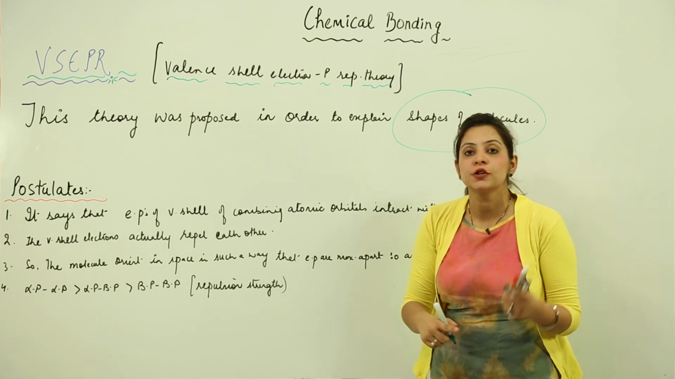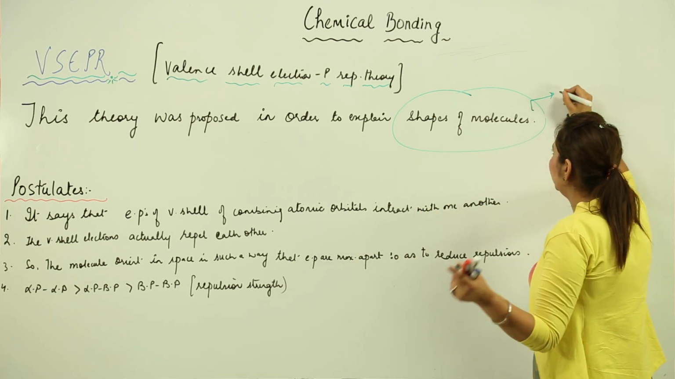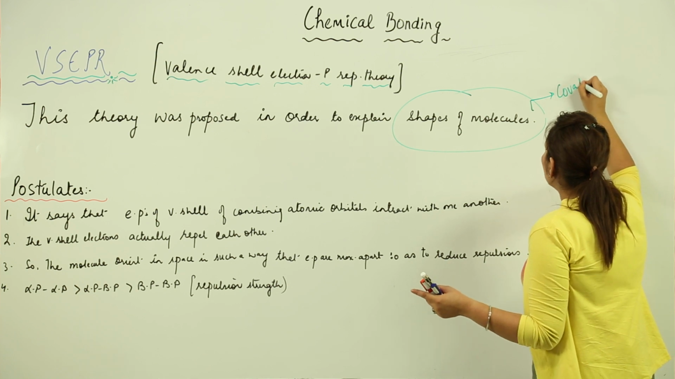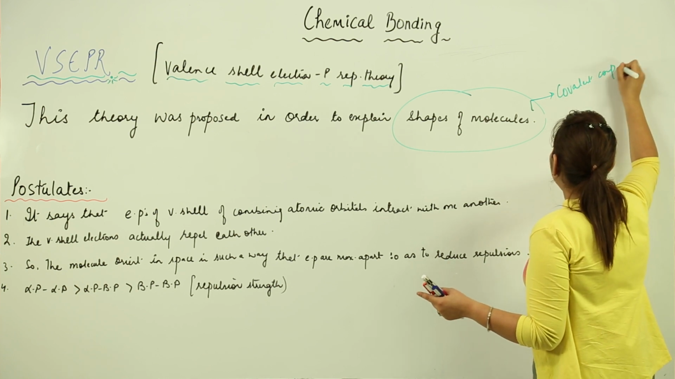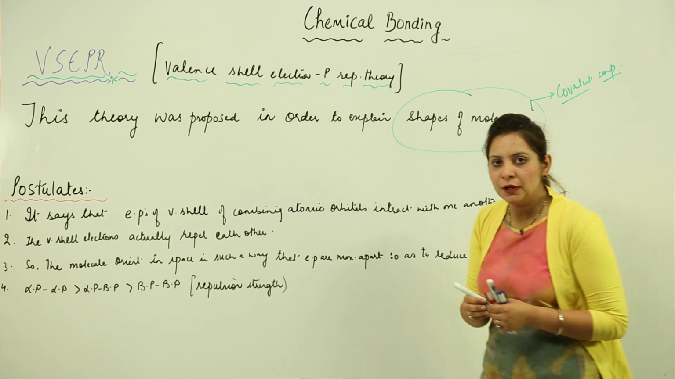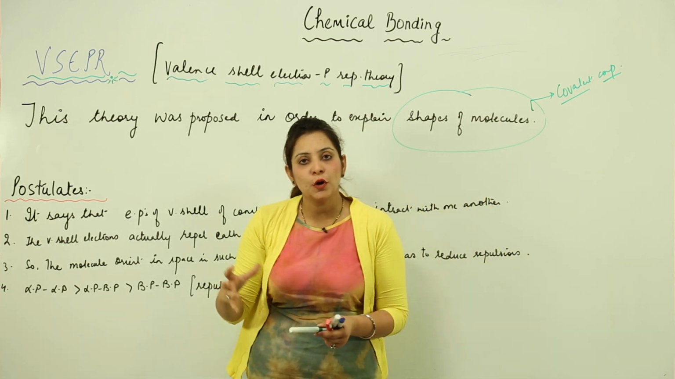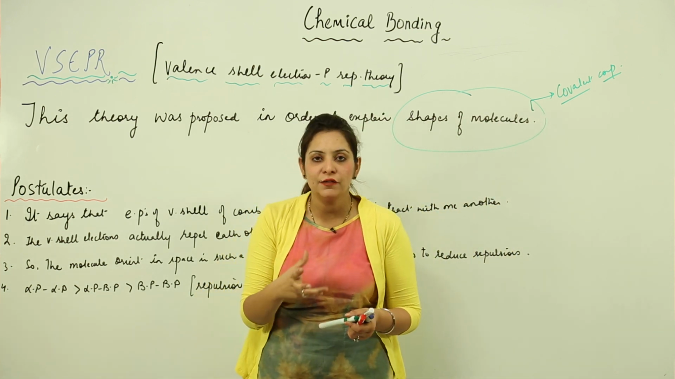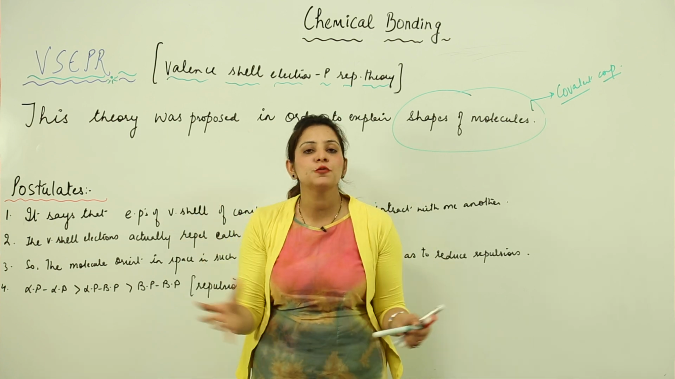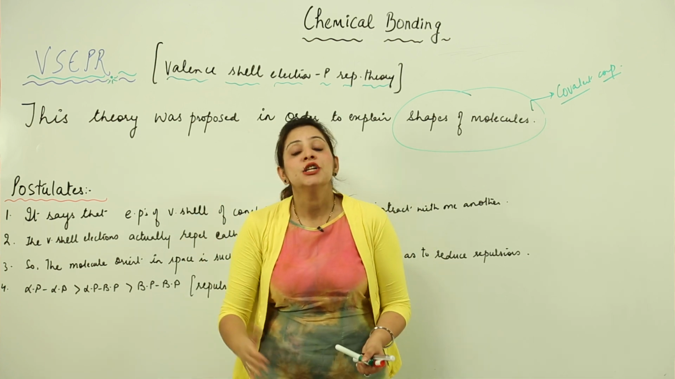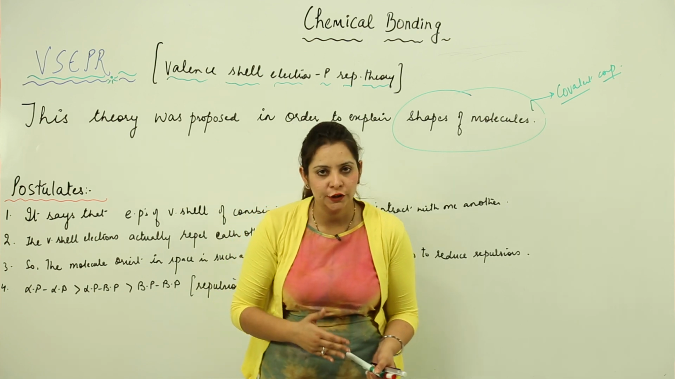And what molecules? Obviously the molecules, that means we take into consideration only covalent compounds, because they have a proper shape. Otherwise the ionic compounds have the lattice, they are properly arranged in three-dimensional space, we know that. So it takes into consideration only the covalent molecules.